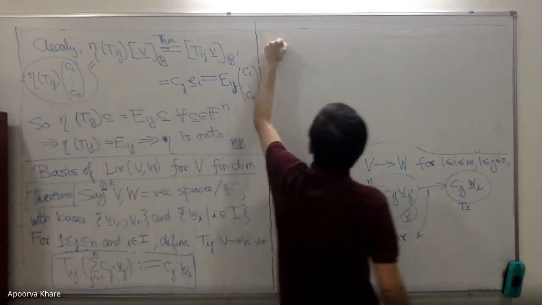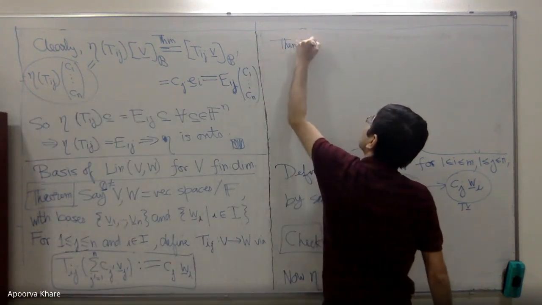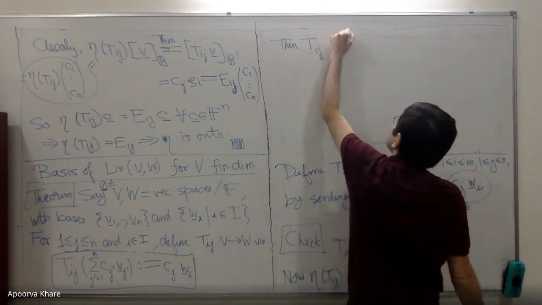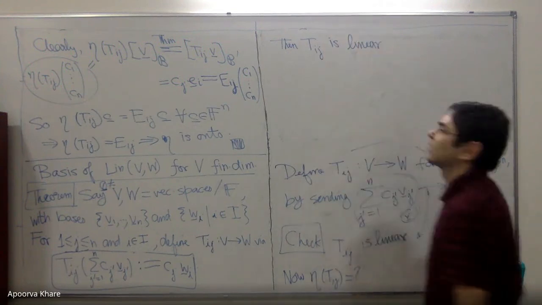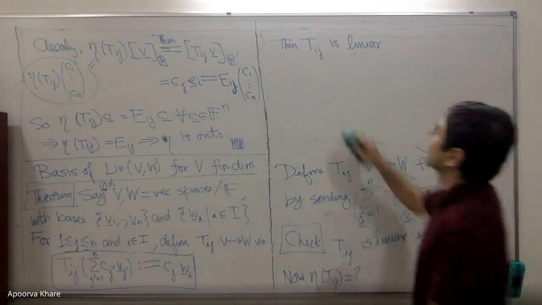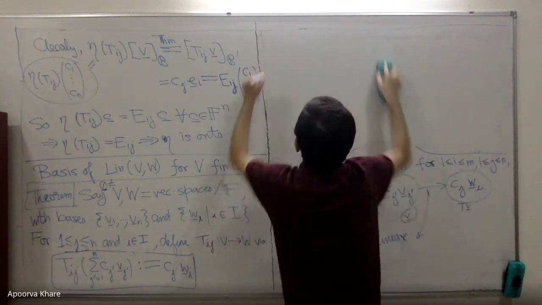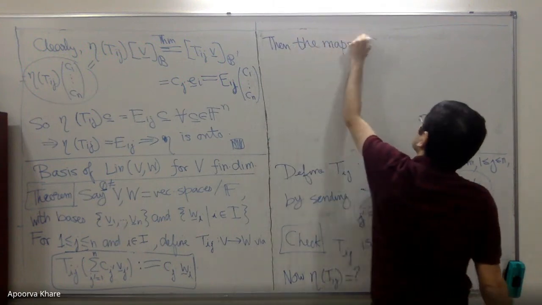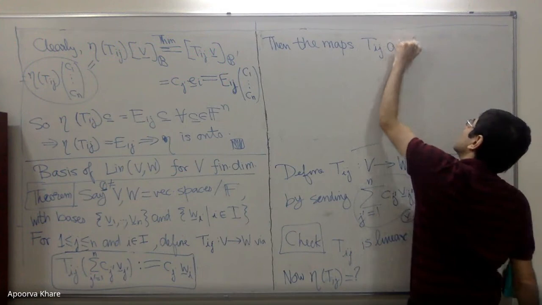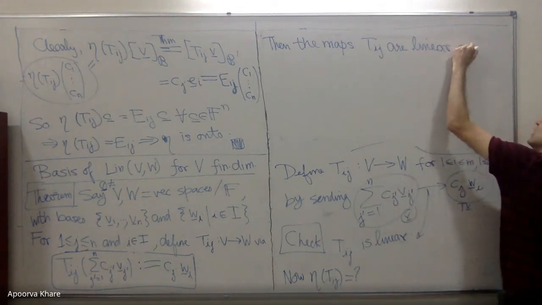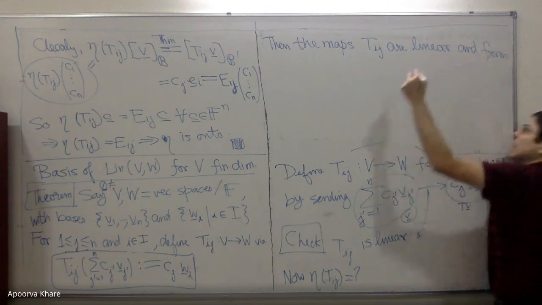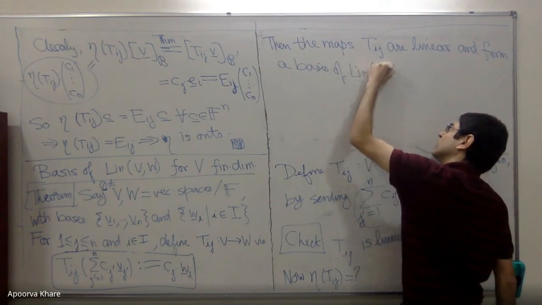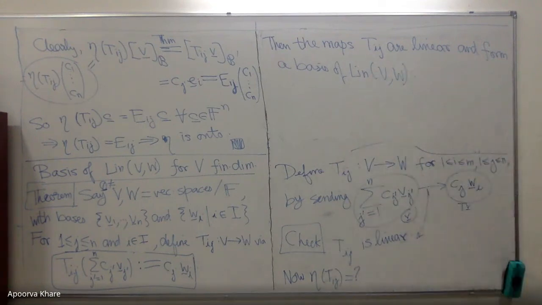So define Tij in this way. Then the theorem says, then Tij, oops, I can't repeat the same spelling, there are subscripts. Tij is linear. Or maybe I should say R-linear. Then the maps Tij are linear and form a basis. Lin-Vila. That is the theorem.